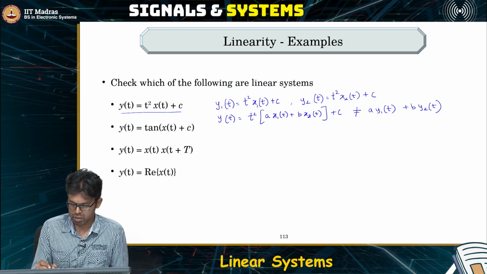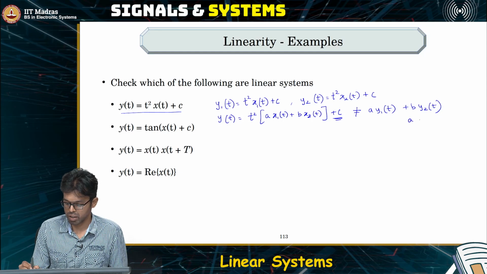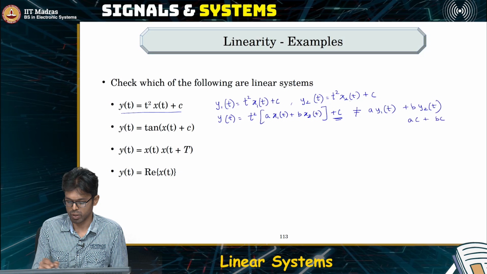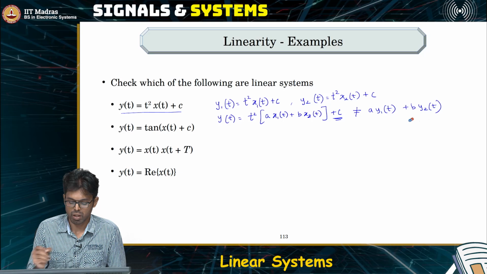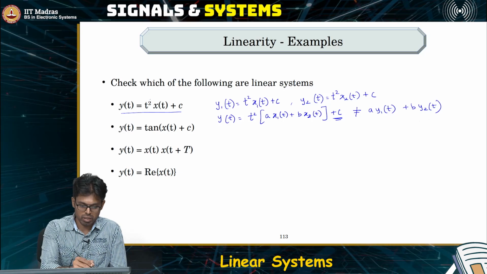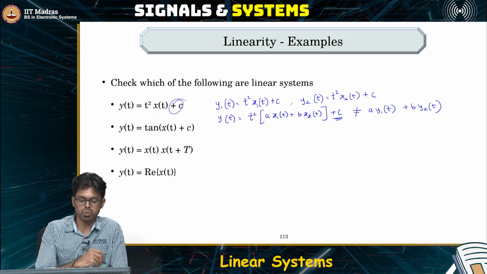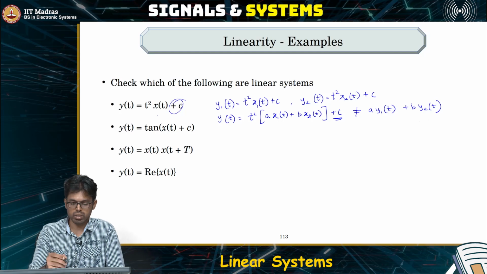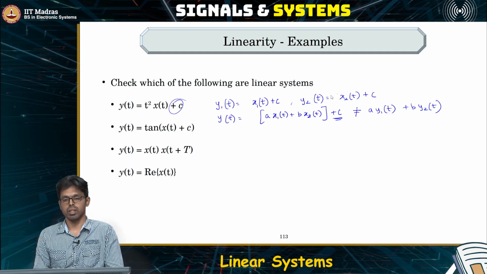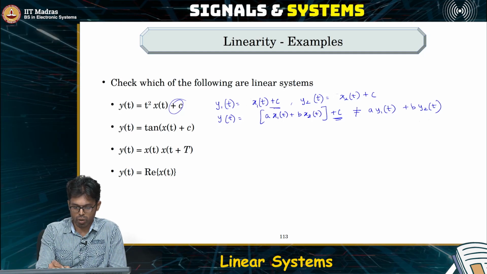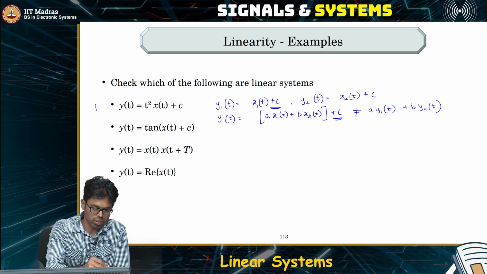Why is that? Because there is only one plus c here, but when you add them together, you get ac plus bc. When you add these two things together, you get an extra term which is not the same as this. So it is interesting to note that this t squared term is not what is resulting in the nonlinearity, but the plus c term is what is leading to nonlinearity. In other words, even if we had removed this, it will still be nonlinear. So just by adding a constant plus c, we are making this setup completely nonlinear. Okay, so this is nonlinear.